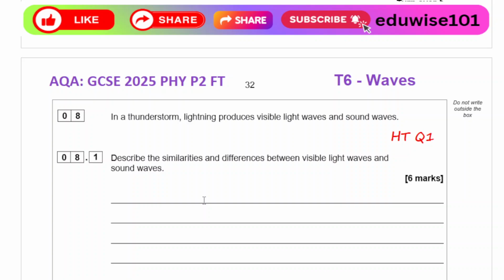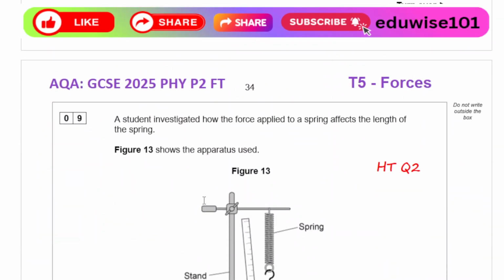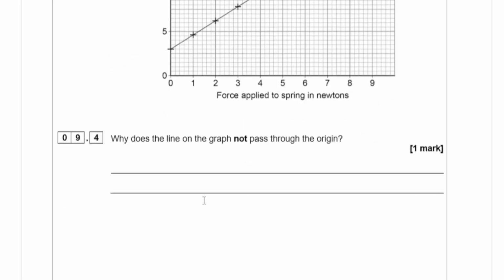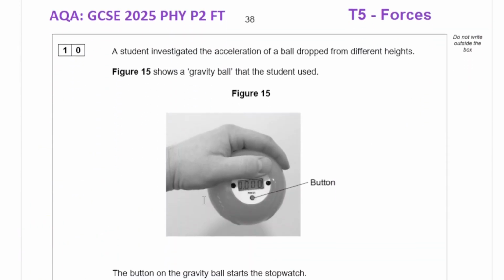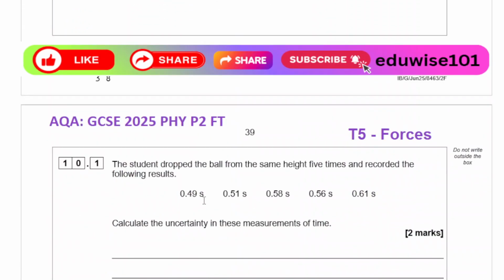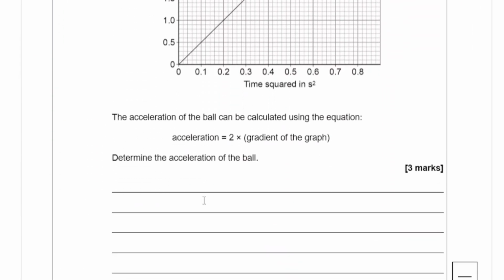Question number 8 has a 6-mark question on waves, light waves and sound waves, out of 10 marks. Question number 9 is to do with Hooke's law, and there's a graph to interpret and a calculation. And question number 10 is on forces, about measuring the value of g using a practical method.